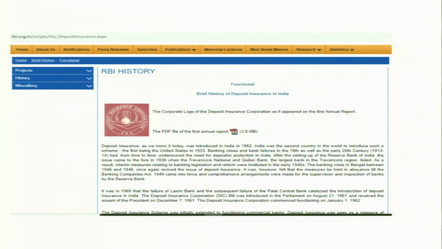Again, I would suggest you visit the Reserve Bank of India website to get the history of deposit insurance in India, how the scheme evolved, what its activities are, and how it has intervened in the market over time in order to reduce bank failures.